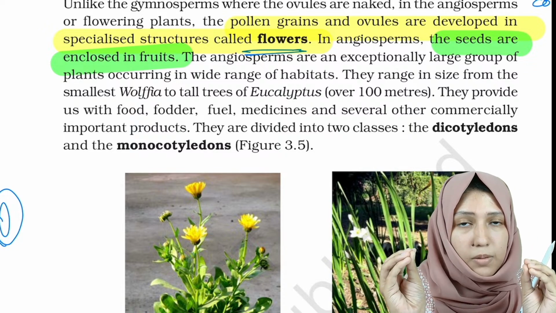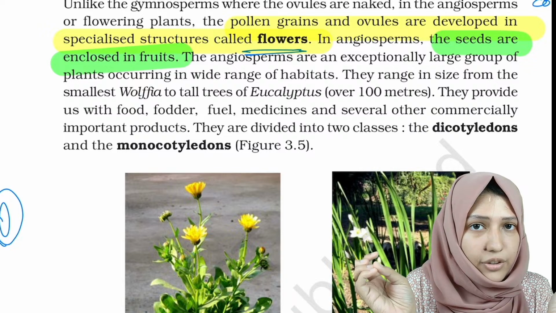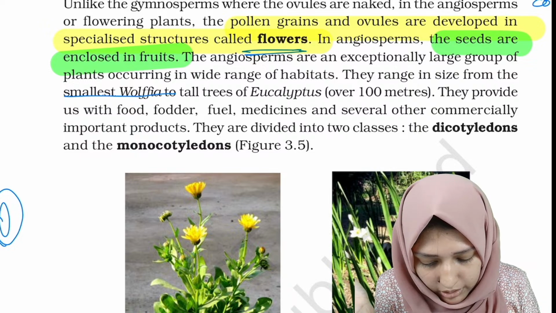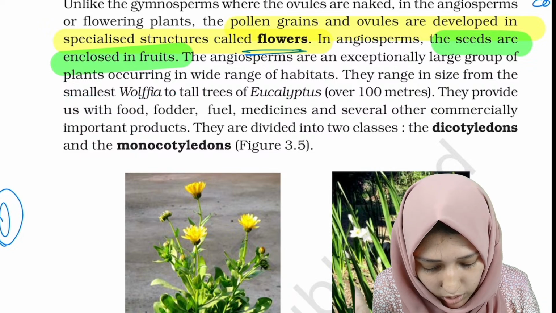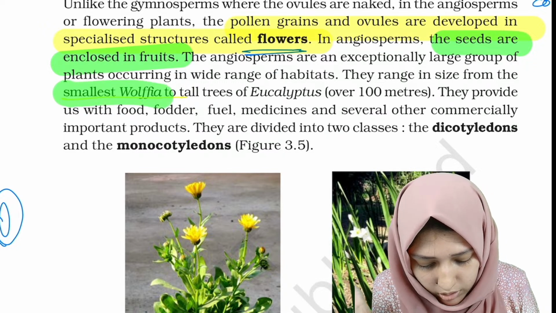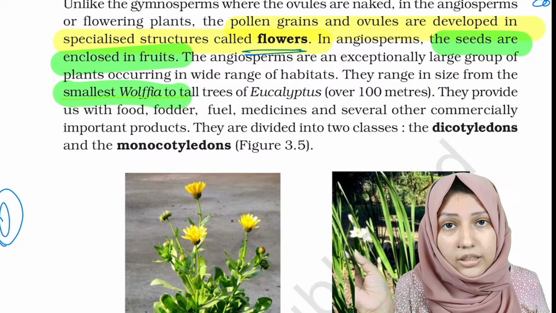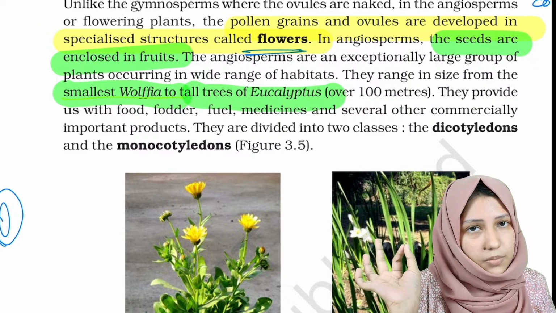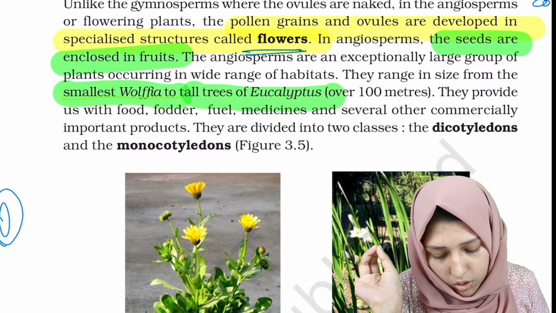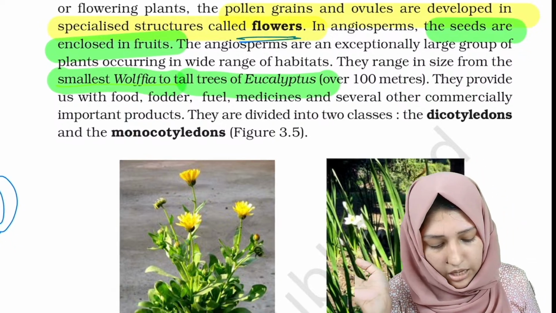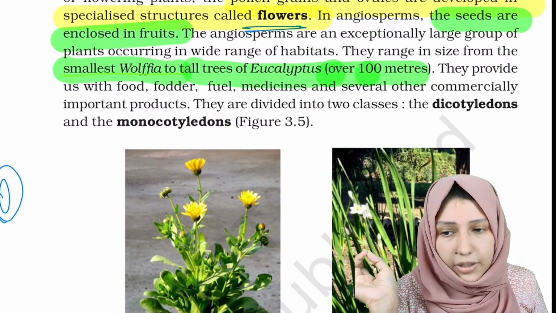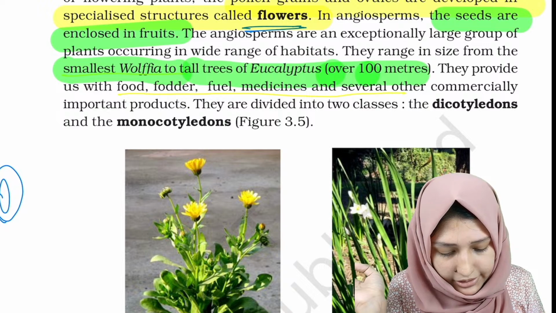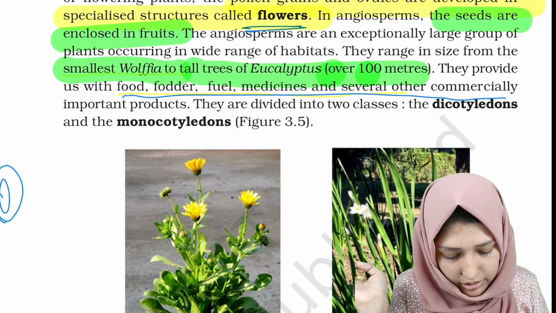Angiosperms have a variety of organisms, and let's see the wide range of habitats. It ranges from the smallest, Wolffia. This is a PYQ: the smallest flower is Wolffia, to tall trees like eucalyptus, which can range over 100 meters. And angiosperms provide us with food, fodder, fuel, medicine, and several other important uses.